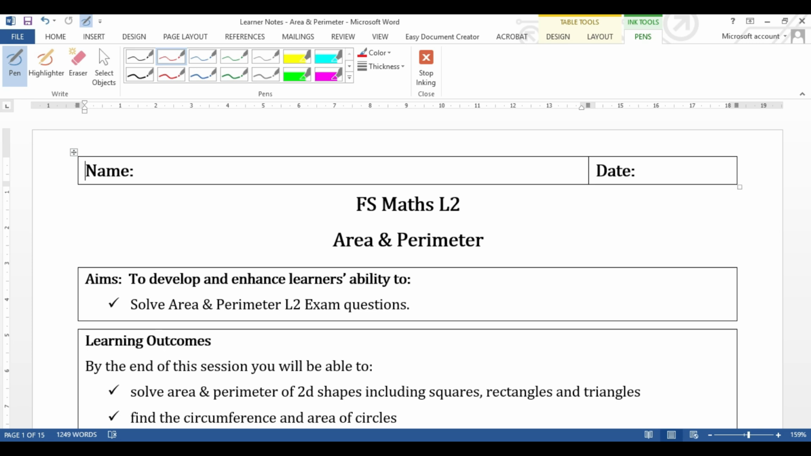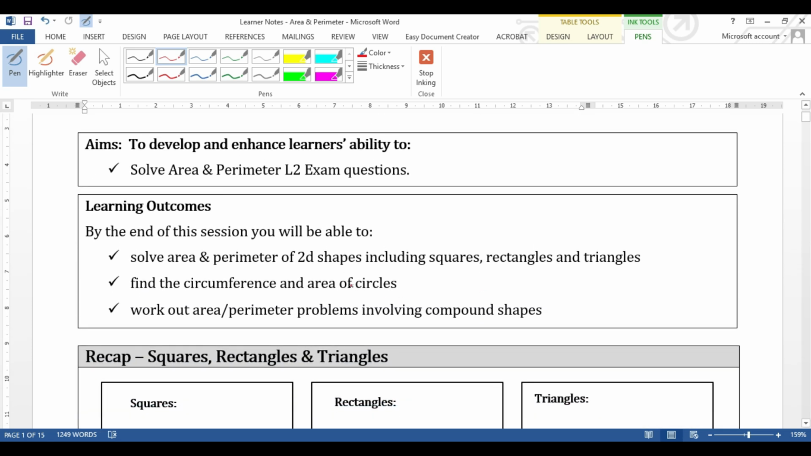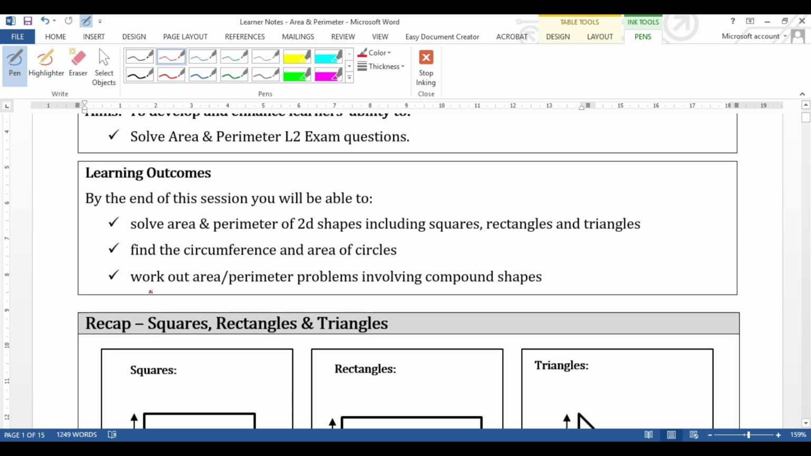Let's jump straight into it. Hopefully by the end of the lesson, you will be able to solve area and perimeter of 2D shapes, including squares, rectangles and triangles, find the circumference and area of circles, and also work out area and perimeter problems involving compound shapes as well.